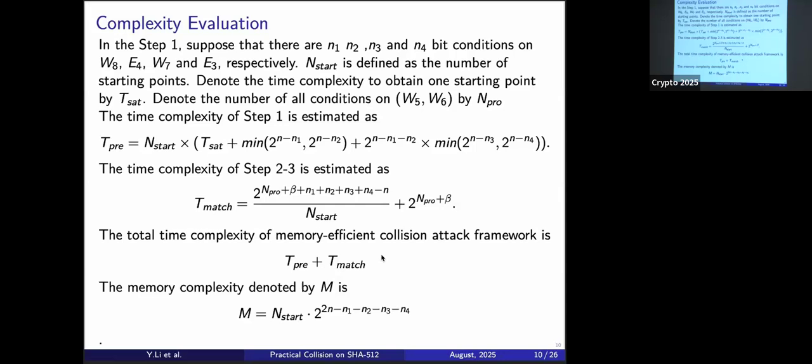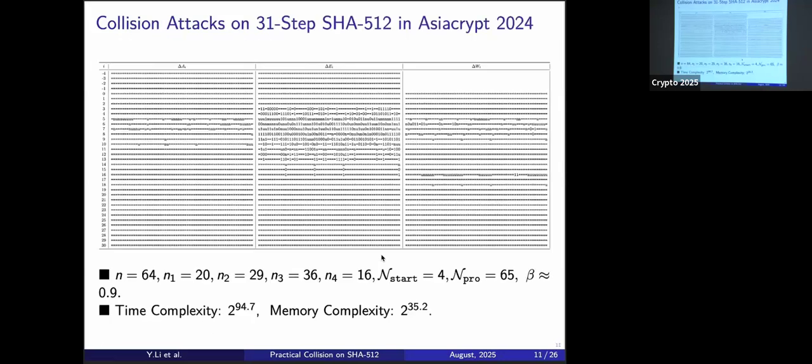From the equation for T_MT, it can be seen that the number of starting points has an impact on the time complexity of steps 2 and 3. From the 31-step SHA-512 attack in Asiacrypt 2024, it can be observed that only 4 starting points were found. Analyzing the 31-step differential trail reveals that.